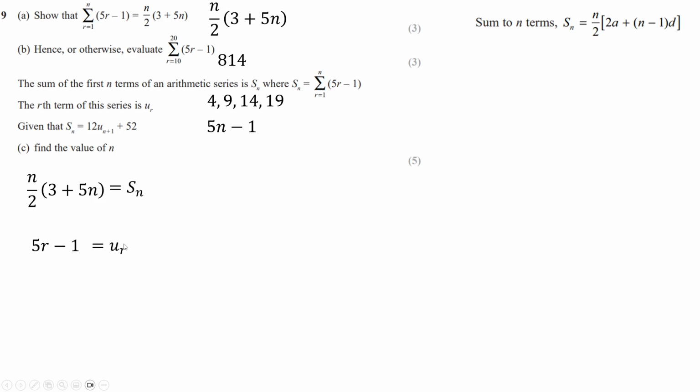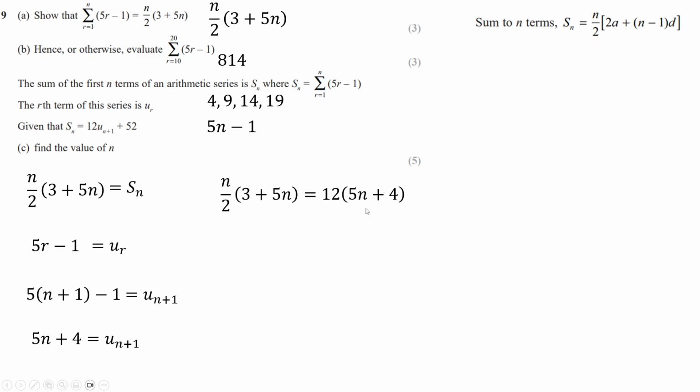This here is basically just telling us to substitute in r wherever the variable is, but we want n plus 1. So if we just replace the r here with n plus 1, you'll get that, and then we're told that equals U_(n+1). Expand this as 5n plus 4. Sorry, 5n plus 4, I don't know why I said minus. And that's U_(n+1) still. Now you can just plug everything into there. So you have this equals 12 lots of this plus 52.